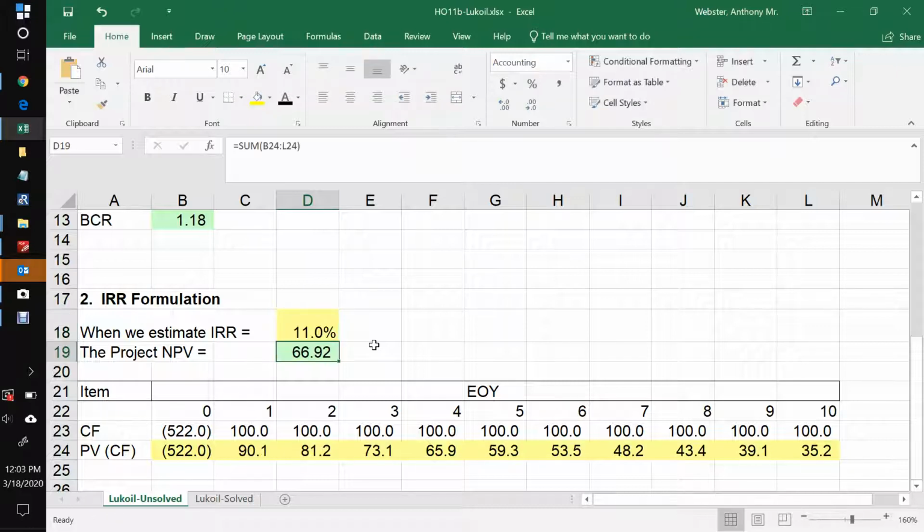So let's try 11%. It's going down. That's good. Let's go 15%. Oops, now I got a negative number. So I'm somewhere between 11% and 15%. So I could try 13%. Now I'm positive. So I could keep going doing this myself.